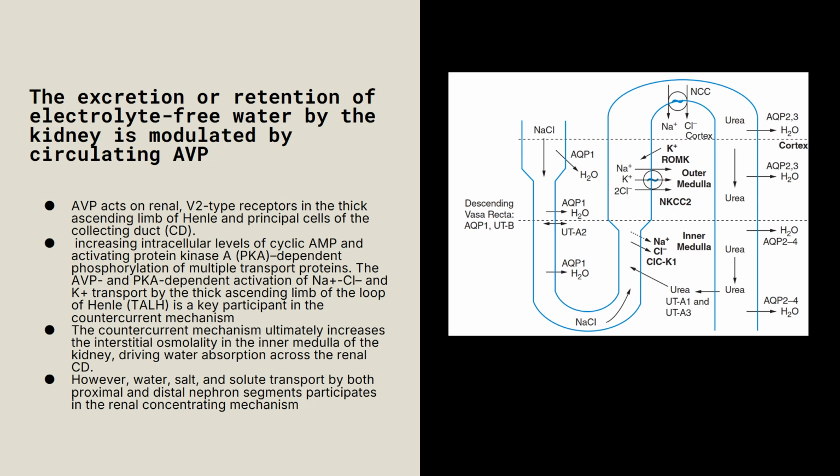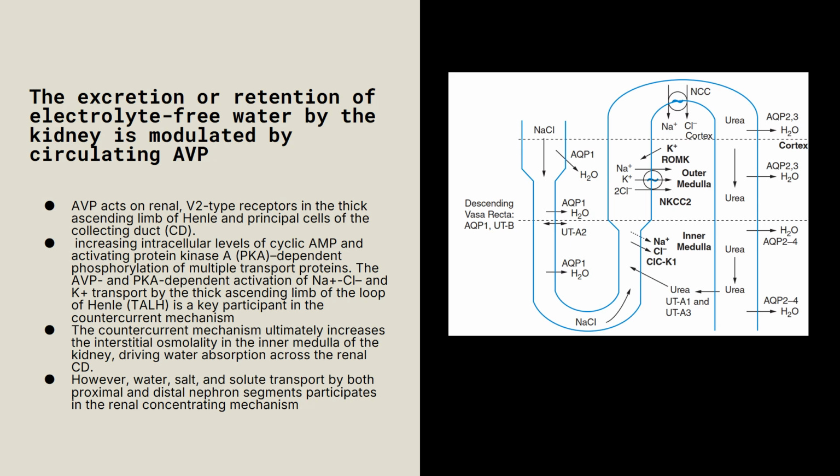Now we have talked about the factors that cause an increase in AVP secretion and what modulates that secretion. Now we are going to talk about the effect of AVP on the renal tubular cells and how that ultimately affects the water balance and osmolality. So AVP acts on renal V2 type receptors in the thick ascending limb of Henle and the principal cells of the collecting duct. If we look at the diagram on the right, we see the thin descending and the thin ascending and then the thick ascending loop of Henle.